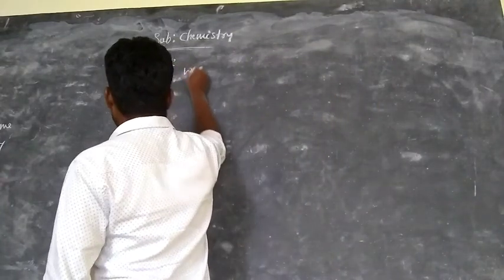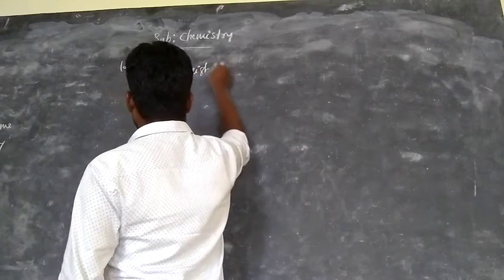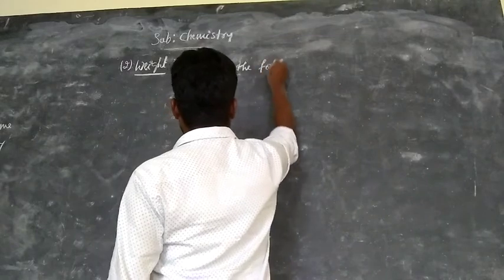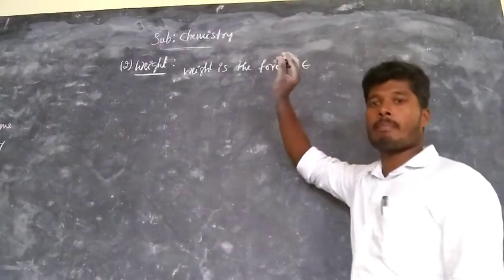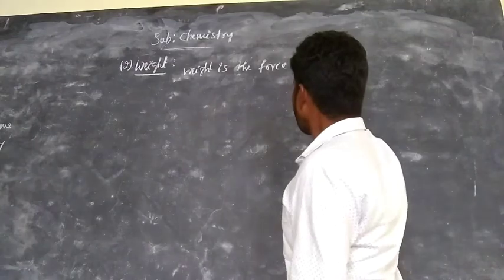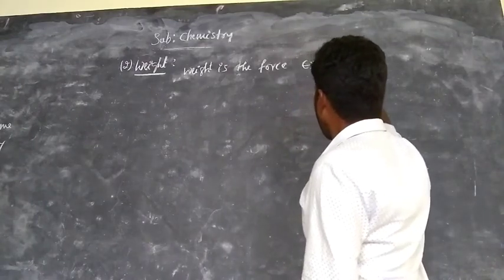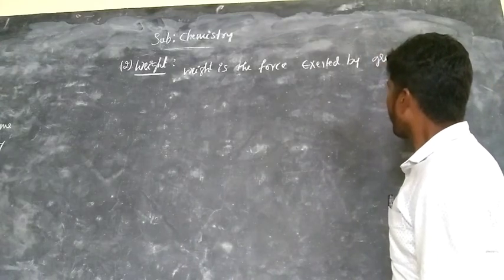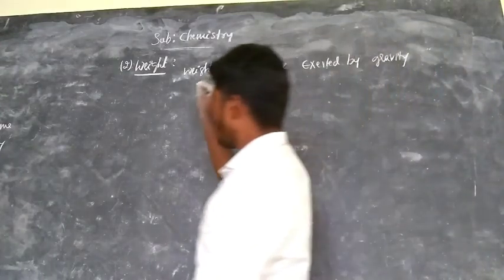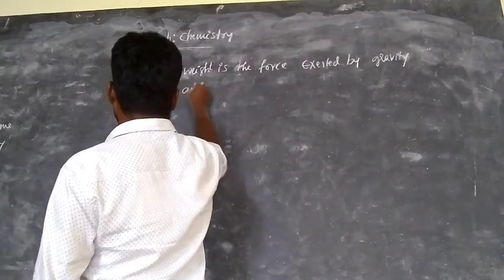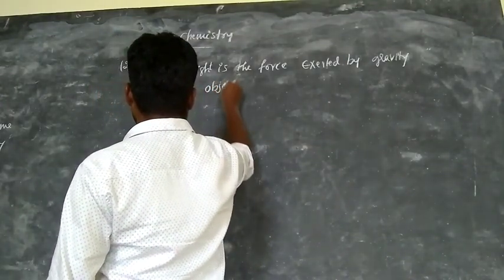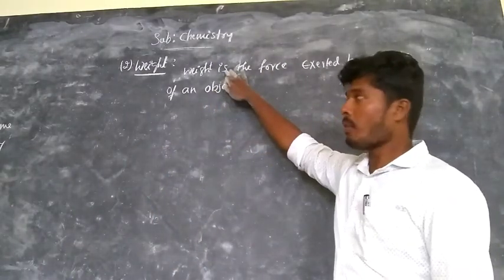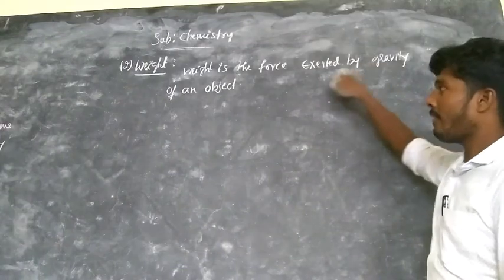Weight is the force exerted by gravity on an object. That is called weight. Weight is defined as the force exerted by the gravity of an object.